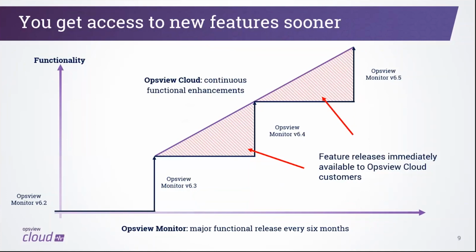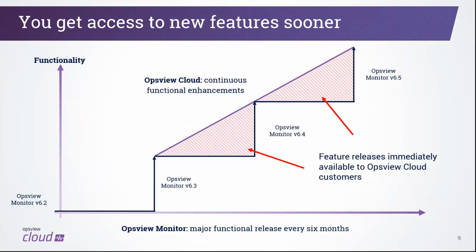But since then, we've moved with Opsview Cloud to be much more continuous, functional enhancements, continuous integration. So we have 2-week sprints, like a lot of people, and new functionality is available every 2 weeks to Opsview Cloud customers. So those of you that have already made the move to cloud, you're getting those continuous functional enhancements every couple of weeks. And we'll have a look at some of those in a second.